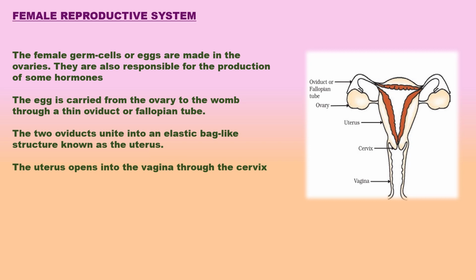The two oviducts connect to a bag-like organ called uterus, or womb, at their other ends. The growth and development of a fertilized ovum, or fertilized egg, into a baby takes place in the uterus. The uterus is connected through a narrow opening called cervix to another tube called vagina which opens to the outside of the body.